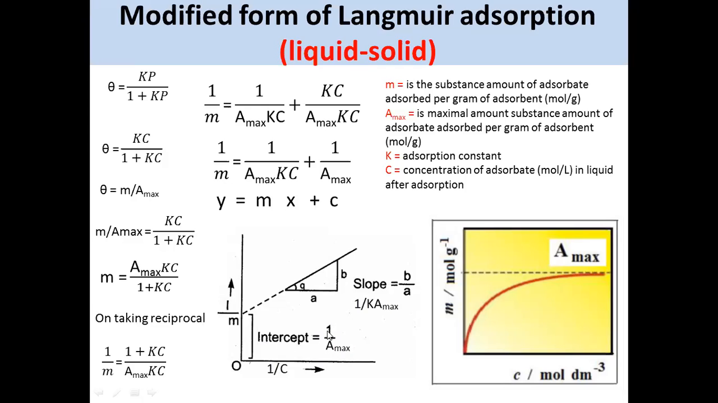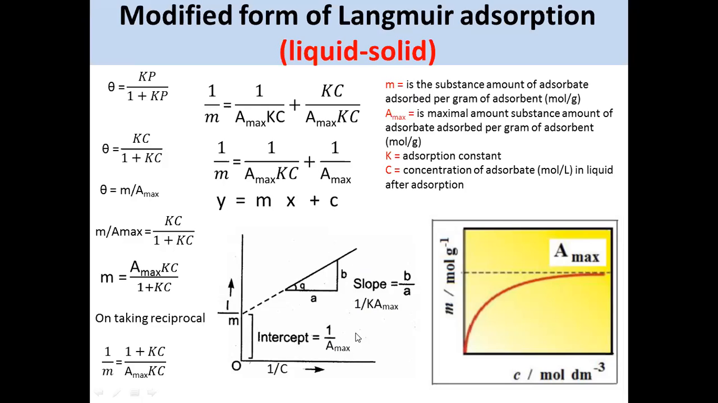You simply divide this intercept by 1, and that will give you the Amax. And here the slope is dy over dx, that is b over a, and this slope is written over here. This is 1 over k Amax. So you can get the value from the intercept, put the value over here, and that would be an easier way to get the value of the equilibrium constant or the adsorption constant for the Langmuir adsorption isotherm.